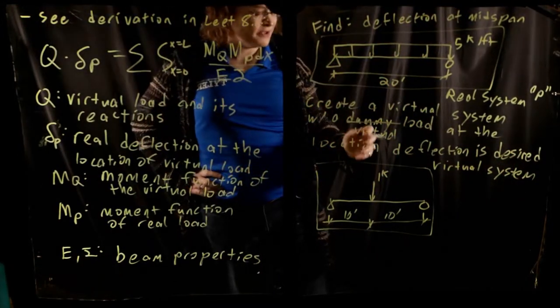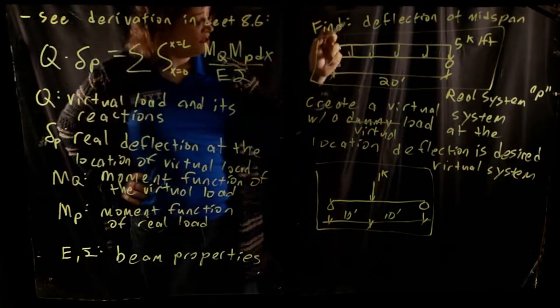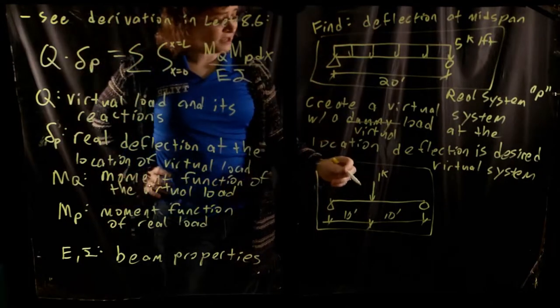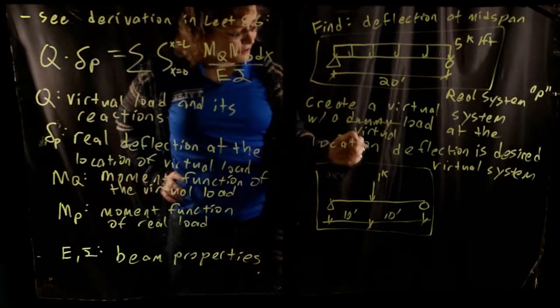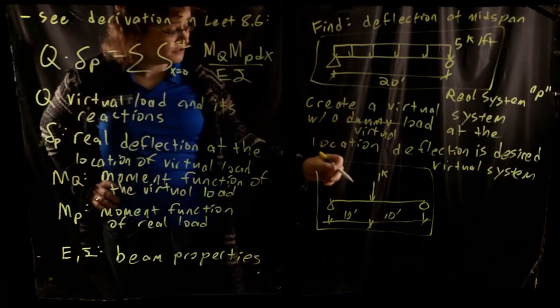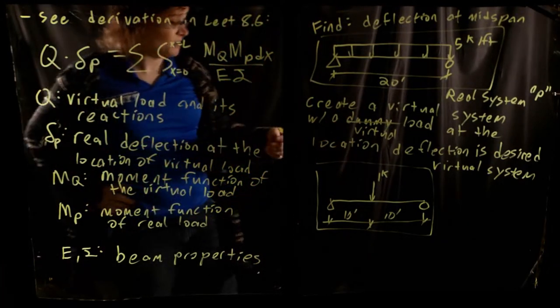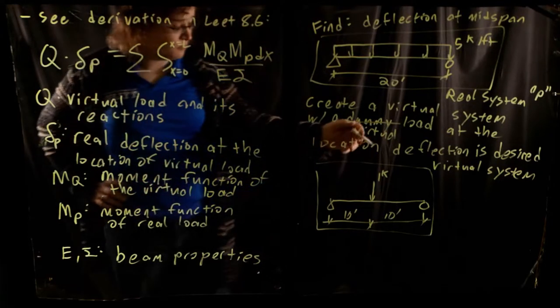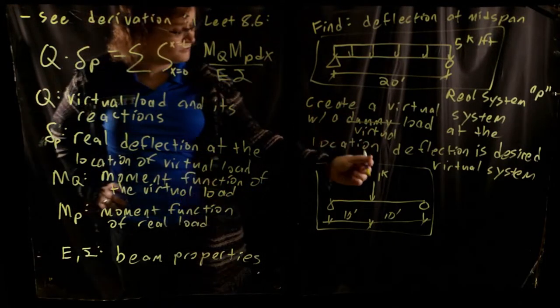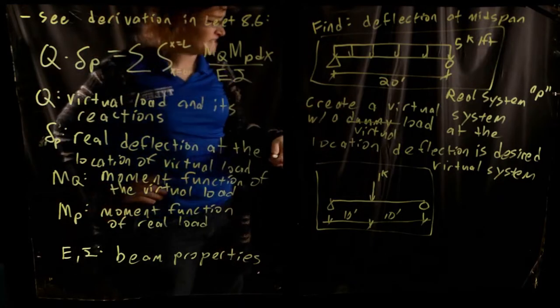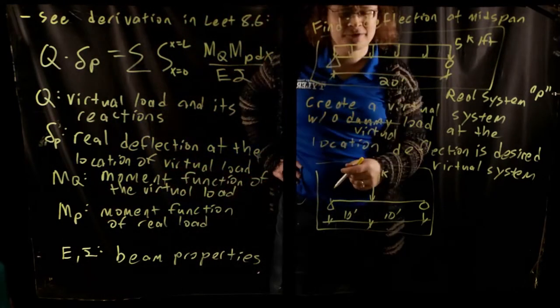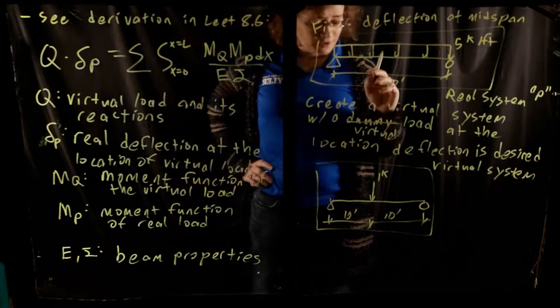Again, the key thing to remember is that if we're looking for deflection at mid-span, I would apply my 1 kip virtual load at the mid-span. And if I wanted to find the deflection at all points, instead of putting the virtual load at one location, I would do it as a function of x. And that way I could find deflection at any point.